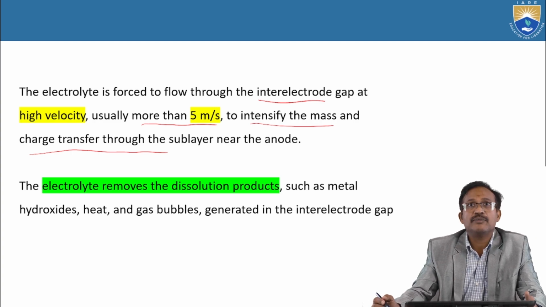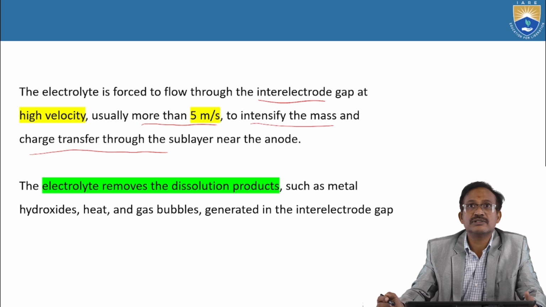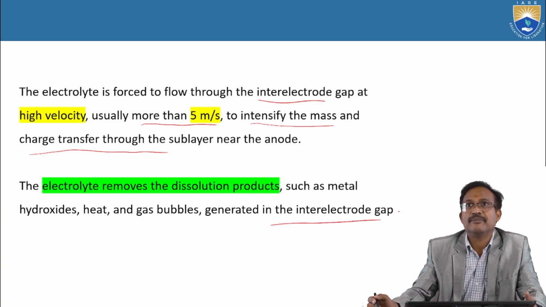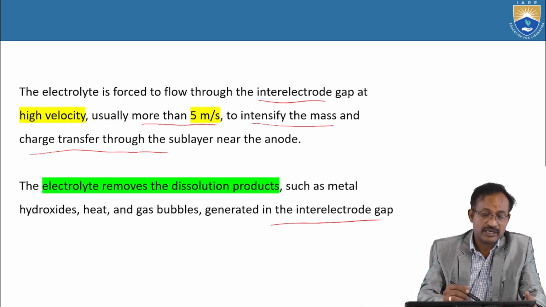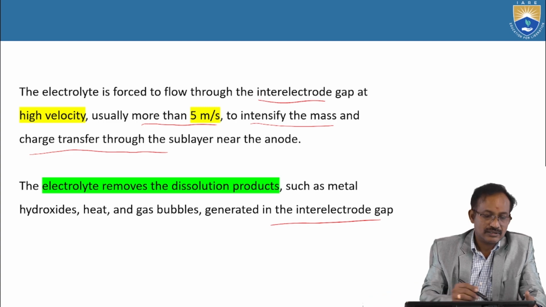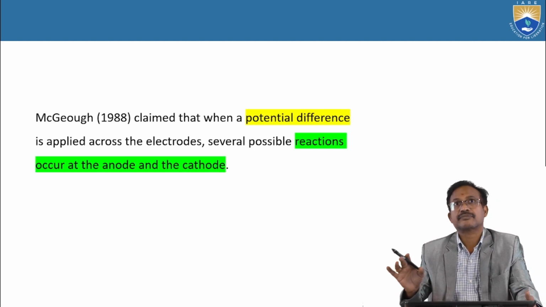The electrolyte removes the dissolution products such as metal hydroxides, heat, and gas bubbles generated in the interelectrode gap. Here the electrolyte removes the following dissolution products: hydroxides, that means metal hydroxides, heat, and gas bubbles.